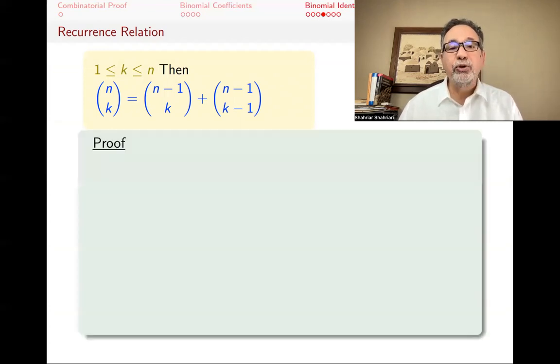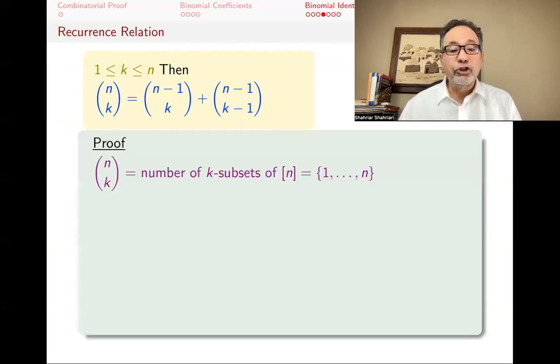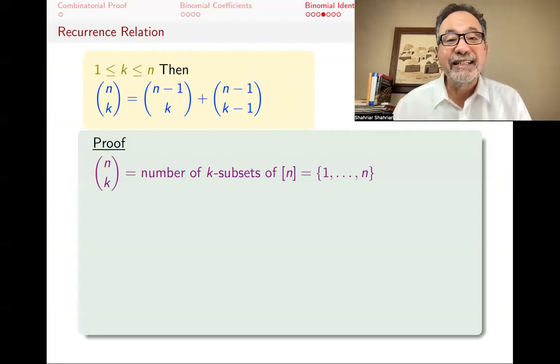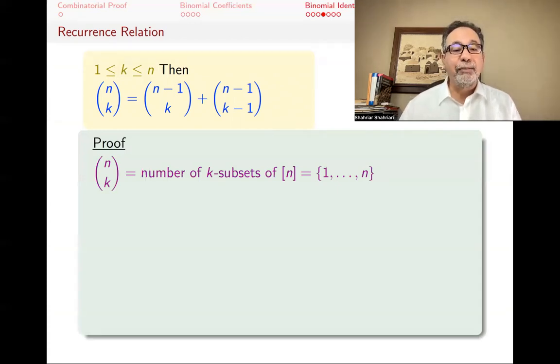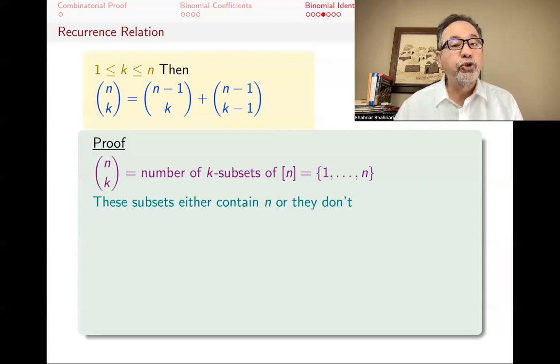And again, we do a combinatorial proof. We say that n choose k is the number of subsets of size k of a set with n elements. These subsets come in two varieties. They either contain n or they don't. Any subset of any size could contain n, since n is one of the elements 1 through n, or not. And subsets of size k are no exception.